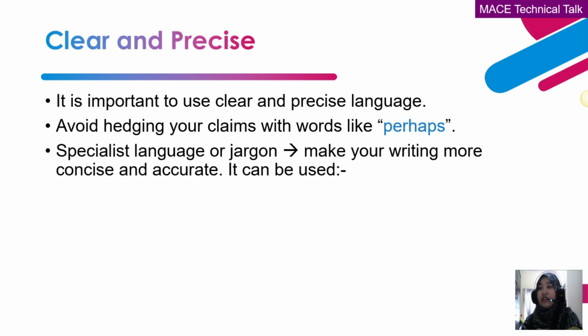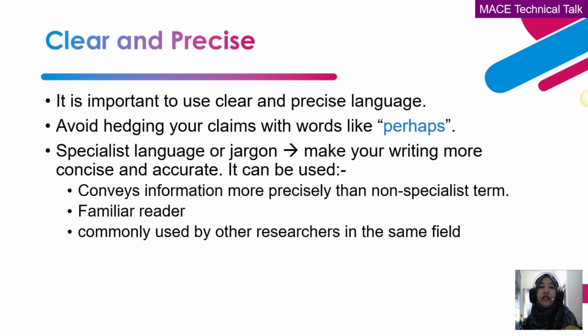Specialist language or jargon. Jargon should be used to make your writing more concise and accurate, not to make it more complicated. A specialist term should be used when it conveys information more precisely than a comparable non-specialist term, your reader is likely to be familiar with the term, and the term is commonly used by other researchers in the same field as yours. So the best way to familiarize yourself with the jargon used in your field is to read papers by other researchers and pay attention to the language and terms that they use in their articles.